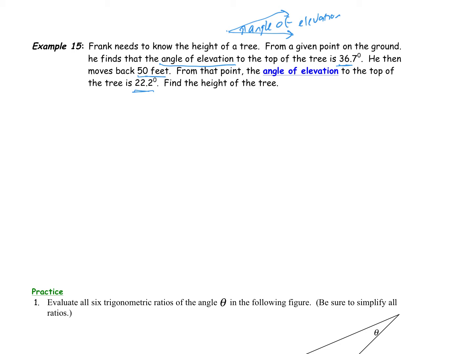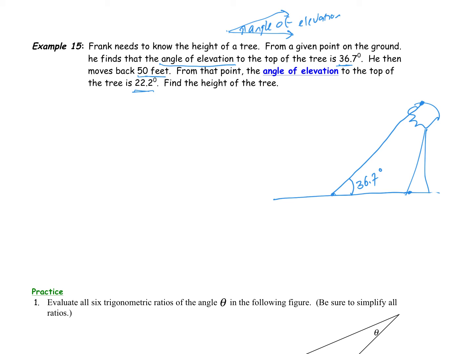So I'm going to draw the ground. And then let's say that this is our tree. And we are figuring out what happened to Frank. So he's standing somewhere. So let's say he's standing here. He looks up to the top of the tree and he measures the angle of elevation. So that is the distance from the ground, the horizontal, the amount of rotation up to his line of sight. So this right here is 36.7 degrees.